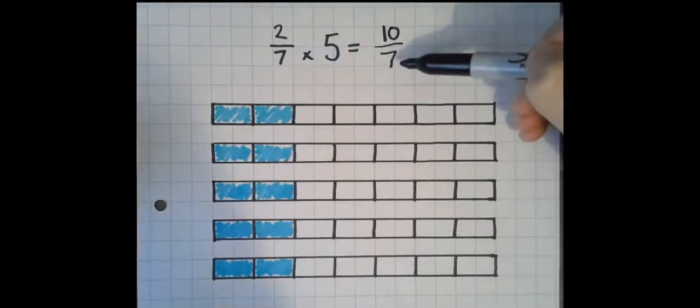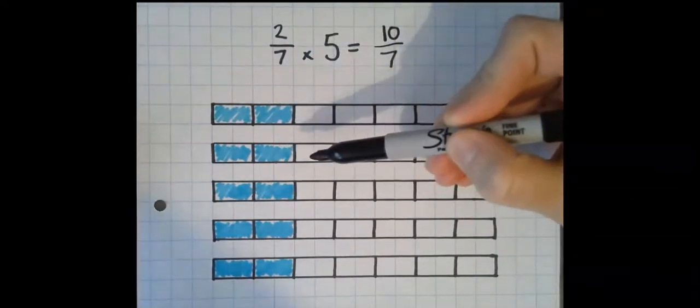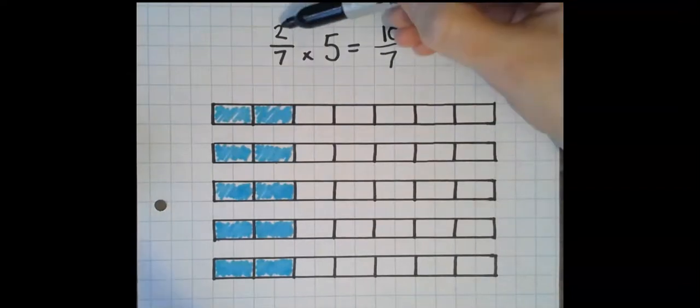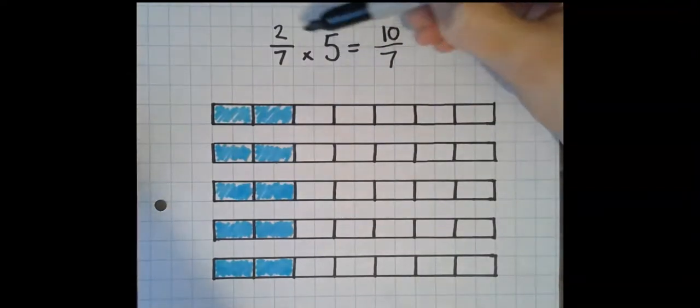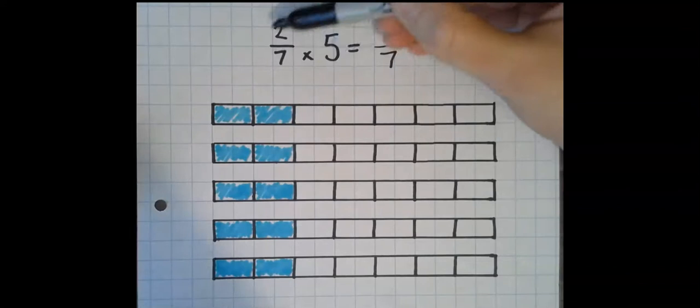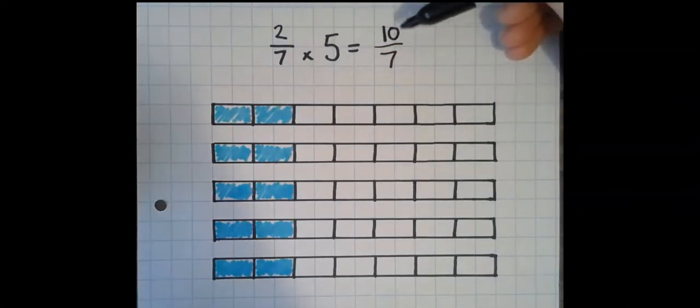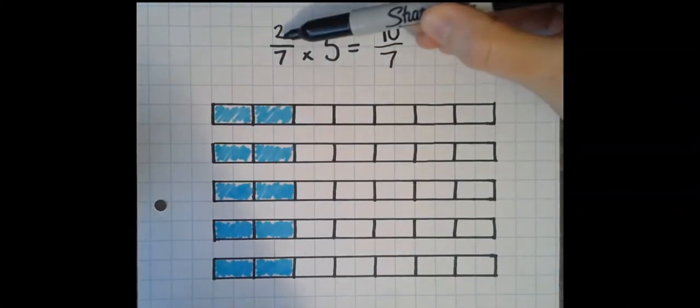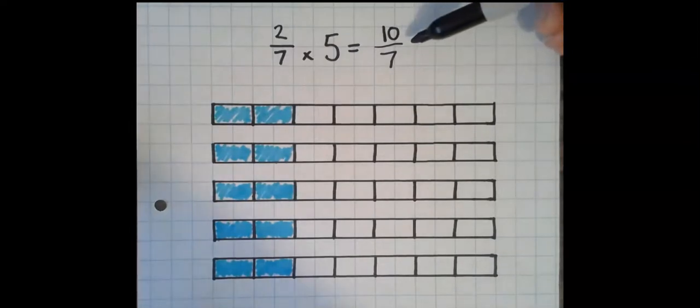And again, you can see the same thing has happened. Our denominator stays the same because we haven't changed the size of the pieces, and all that's happened is we've got 5 times as many pieces now because we have 5 lots of 2/7. So our numerator has got 5 times bigger, and instead of being 2, it's now 10.